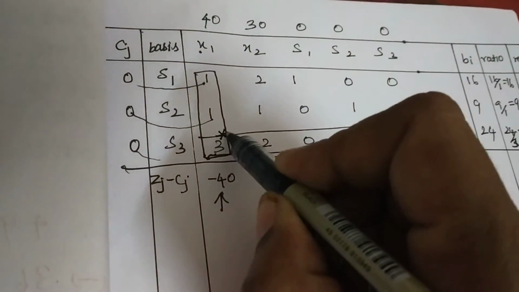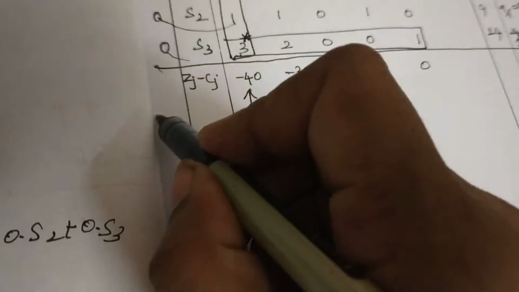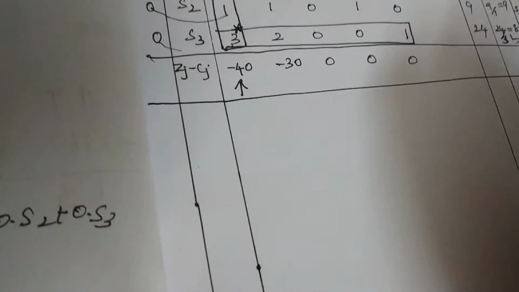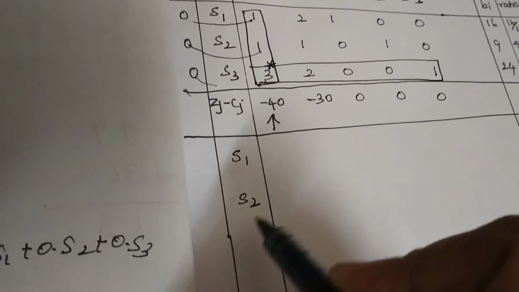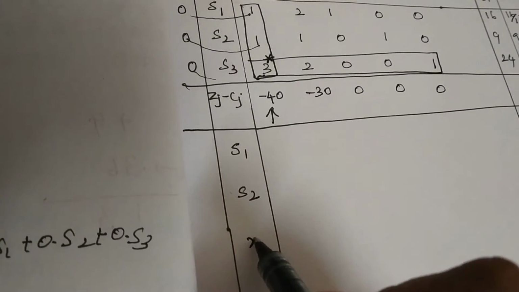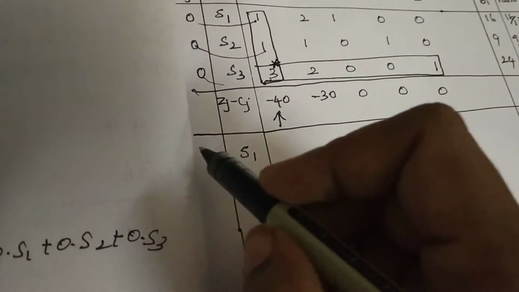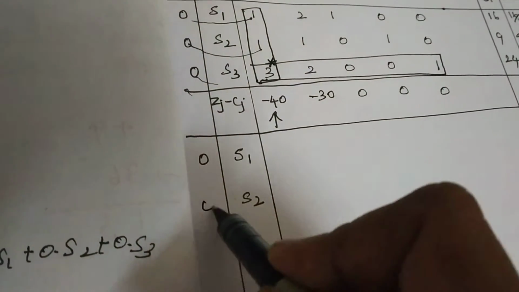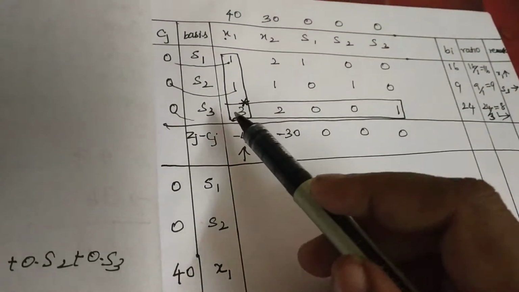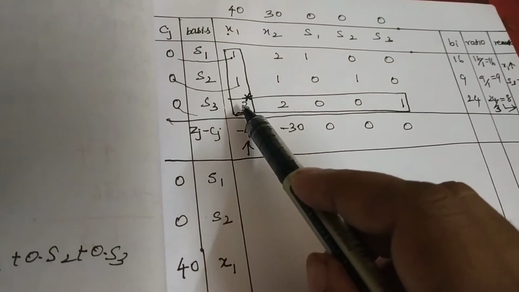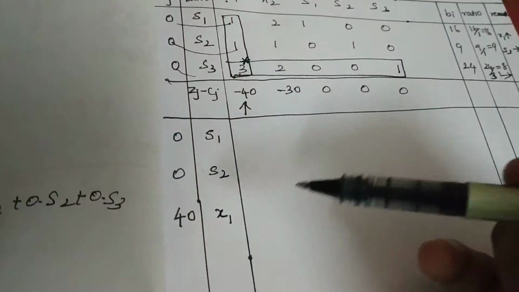So the pivotal value is 3. Next table: before starting this table, we have to write S1 and S2, and instead of S3 we write x1. So what is the cost? 0, 0, 40. So this is the cost. Before entering all the variables, just notice the number 3, the pivotal element. That element should be unity in the next table.